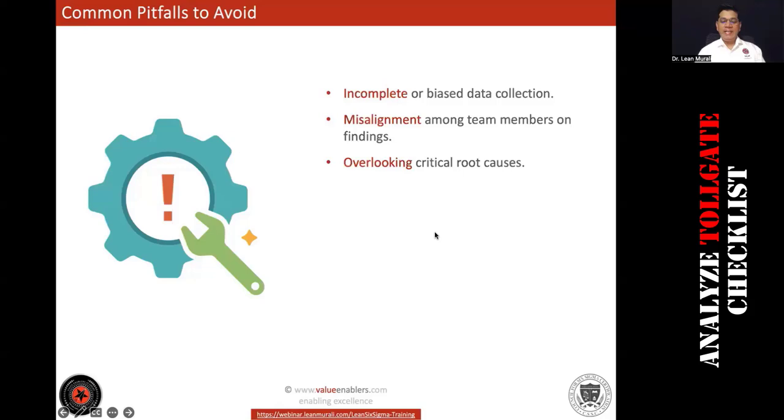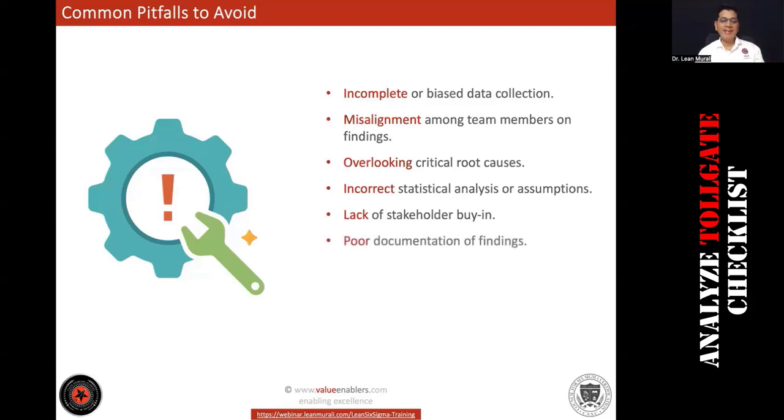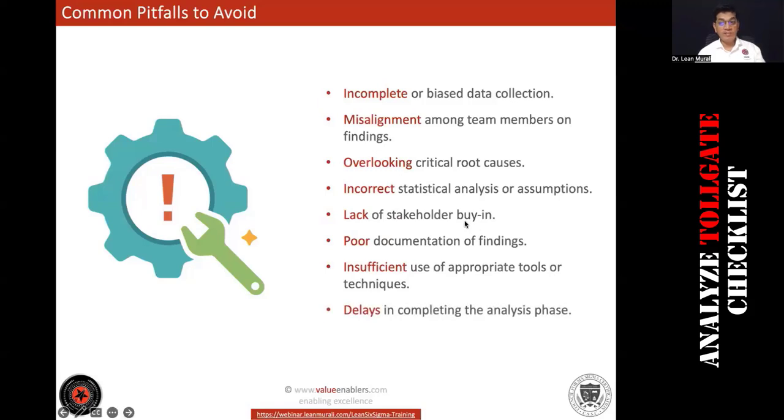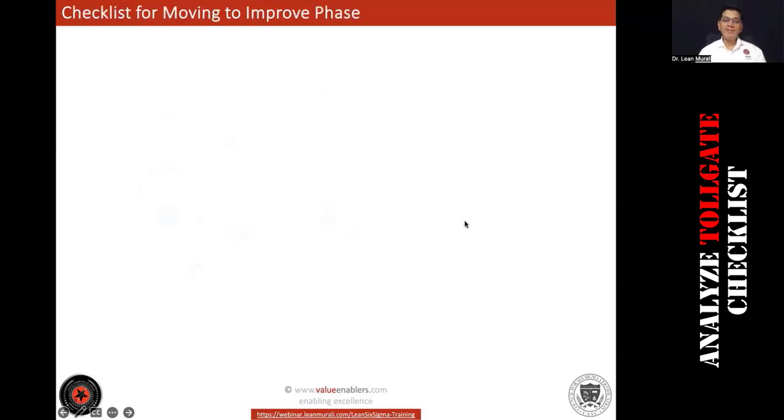Okay. Overlooking critical root causes. Sometimes critical root causes will be skipped. Incorrect statistical analysis or assumptions. Lack of stakeholder buy-in. Somebody will not buy in with your data analysis, right? And poor documentation of findings, insufficient use of appropriate tools and techniques, and delay in completing the analysis. Delays always happen. Project delays always happen.